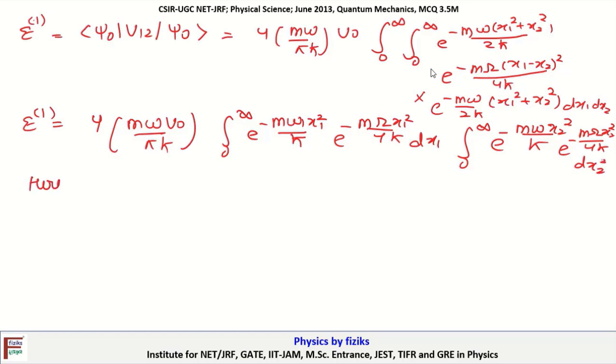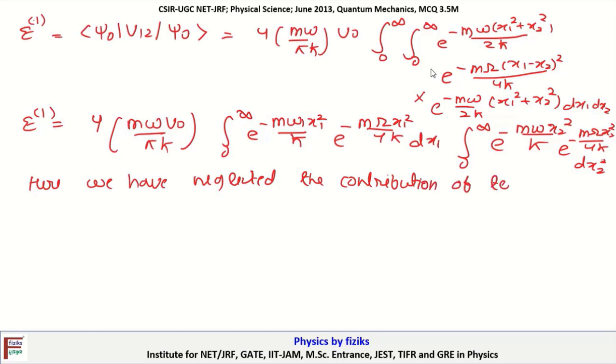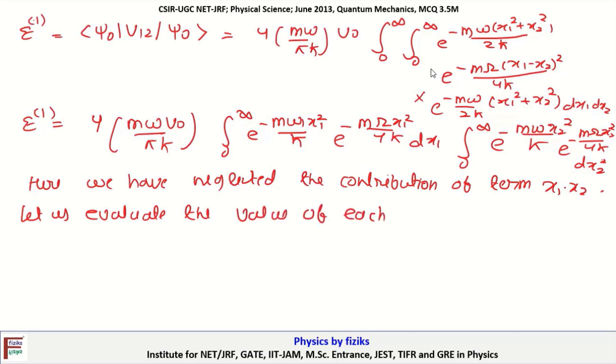Here we have neglected the contribution of the term x1 dot x2. When we open this, we have just considered x1 squared plus x2 squared minus 2 x1 dot x2; we have neglected it because this contribution is very small. So let us evaluate the value of each of these integrals.